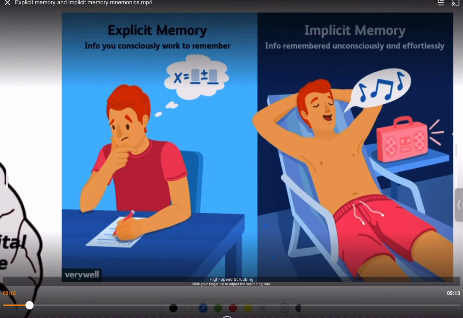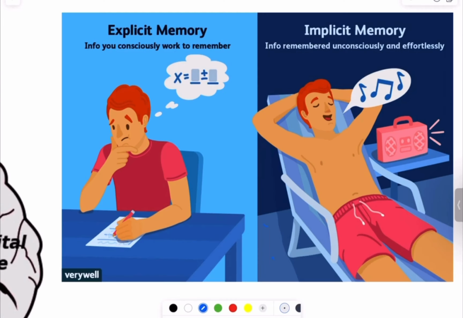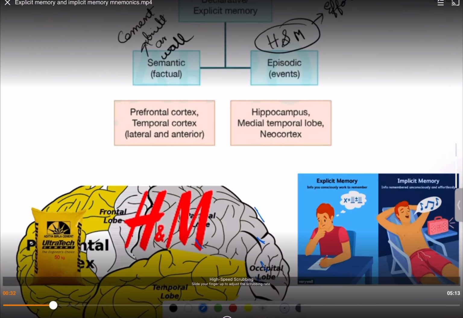Now remember that there are two kinds of memory: explicit memory and implicit memory. Explicit memory is information you consciously work to remember, like right now you are trying to prepare for PG examination. What is implicit memory? Implicit memory is information that is remembered unconsciously and effortlessly, like remembering the music, driving the car. So these are part and parcel of explicit and implicit memory.